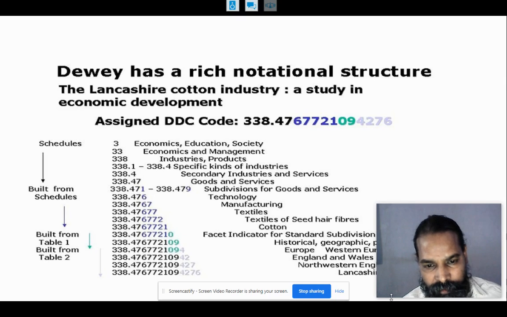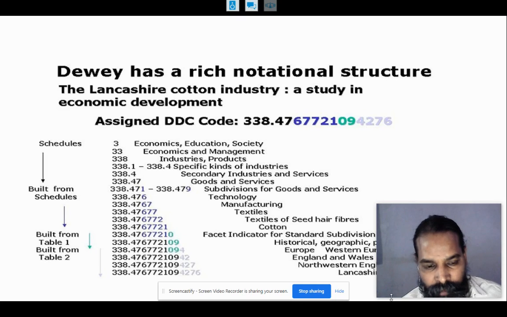In that again 6 represents technology, 67 represents manufacturing, 677 represents textiles, 772 represents textiles of seed hair fibers, and 7721 represents cotton. To that, a facet indicator standard subdivision 0 is added, and 09 represents historical geographical treatment, and to that 09 a 4 is added. 4 represents Europe and Western Europe. 4.2 represents England and Wales. 4.27 represents northwestern England, and 4.276 represents particularly Lancashire.